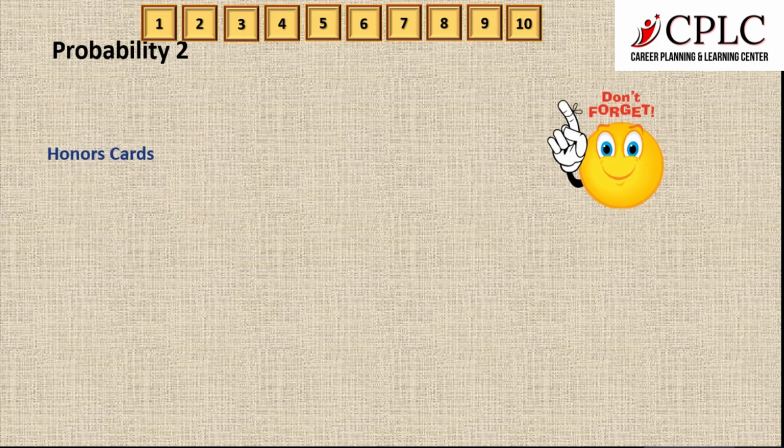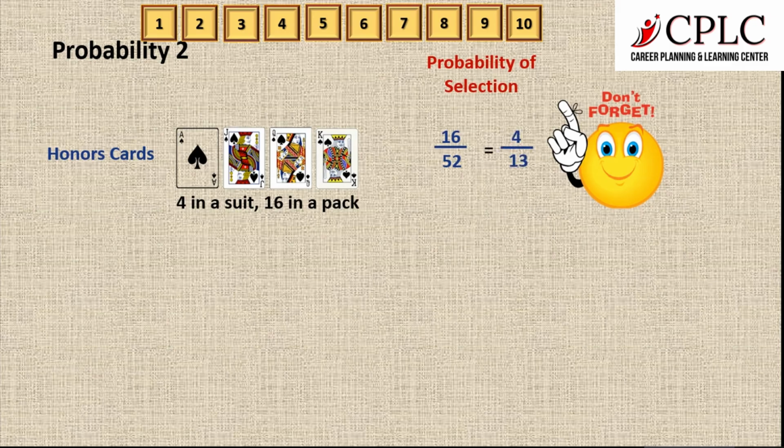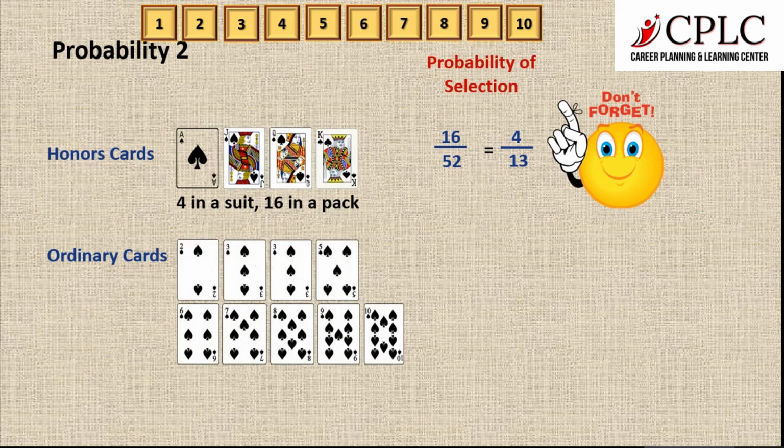So there are honor cards. Honor cards are basically the 4 cards: ace, jack, king, and queen. So in a suit, there are 4 honor cards, so the probability is 4 by 13 for an honor card. Then there is something called an ordinary card. Ordinary cards are the ones without these 4 cards, so obviously they are from 2 to 10. So the probability of an ordinary card is 9 by 13.